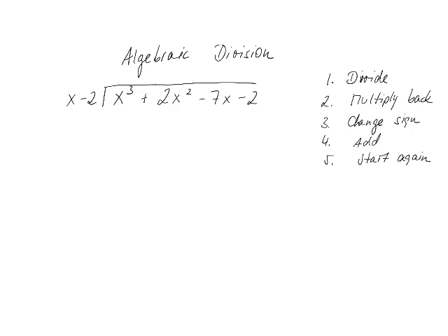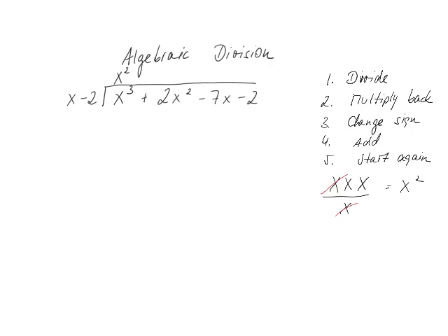So we have x cubed plus 2x squared minus 7x minus 2, and we want to divide it by x minus 2. Okay, so our first step is divide. So what we are dividing is the x cubed, which is the same as x times x squared, and we want to divide it by x. So we can cancel this x and this x, and what we are left with is x squared. Okay, so this x squared is what I write on top here.